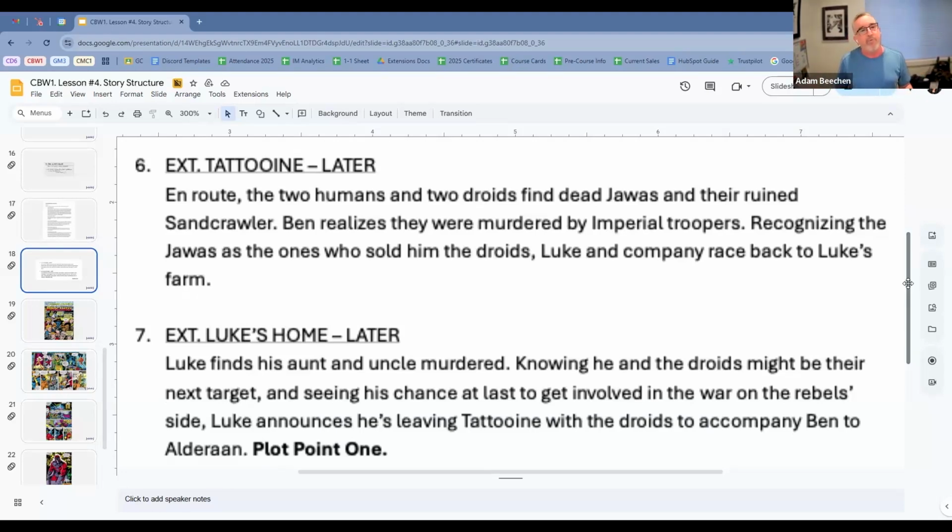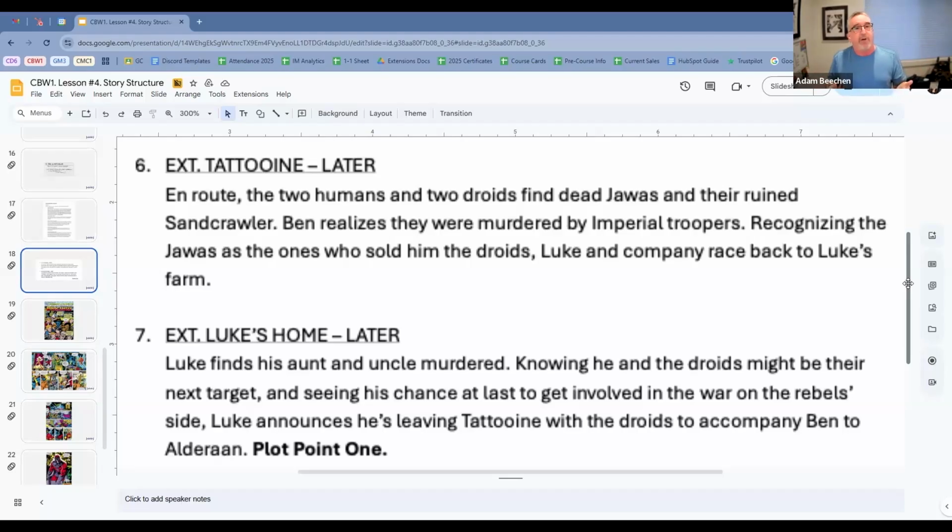So now they're en route to drop Ben off, but as they're going there, they find dead Jawas, murdered by blaster fire, and their ruined Sandcrawler, their vehicle. Ben realizes they were murdered by Imperial troopers. So this is an important plot point because this is furthering the larger story that Luke still isn't really quite a part of yet, but it's moving that part of the story forward.